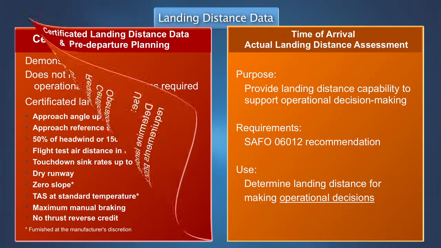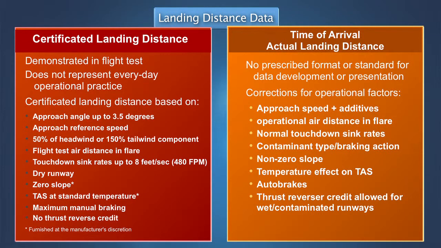regulations. The landing distances determined during certification are aimed at achieving the shortest landing distance possible with a test pilot at the controls. To achieve the minimum airborne portion of the landing distance, flight testing and data analysis techniques can result in assumed touchdown rates as high as 480 feet per minute.